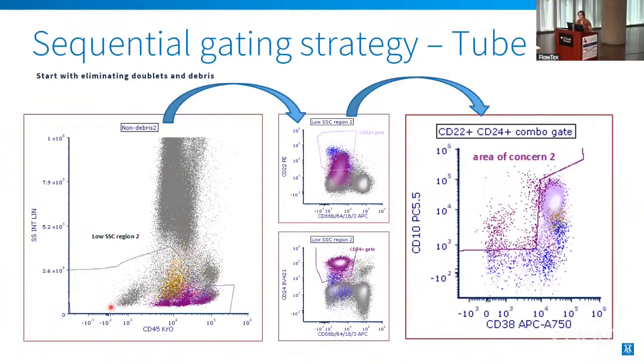So if we look at tube 2, again, we start with the low side scatter region. So here we're going to plot CD22 and CD24 against our exclusion markers. So we're going to take those 22 and 24 positive cells that are negative for our exclusion markers, put those into a 38 versus 10 plot, and again, pull up that area of concern, the 38 dim, 10 positive region.